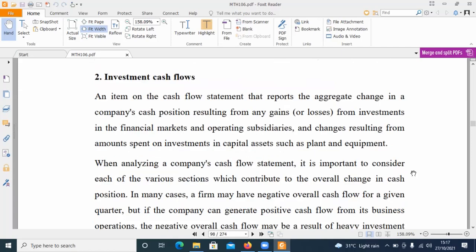Then we also talk about investment cash flow. In investment, how is money coming in? You invest, and what do you get in return from that investment? How is money coming in, and how is money going out for that particular investment? And that is investment cash flow.